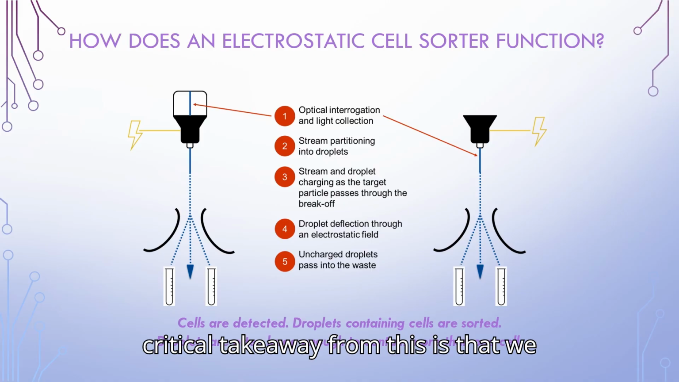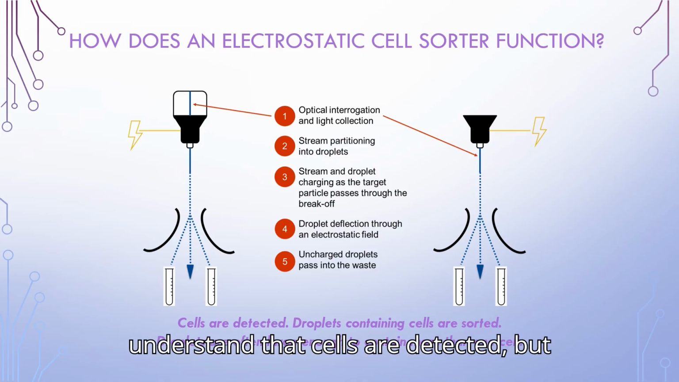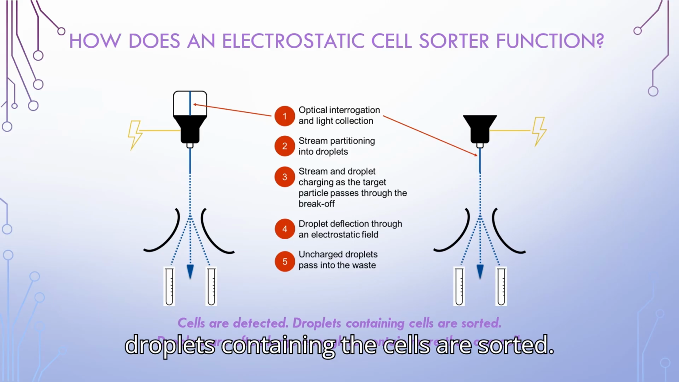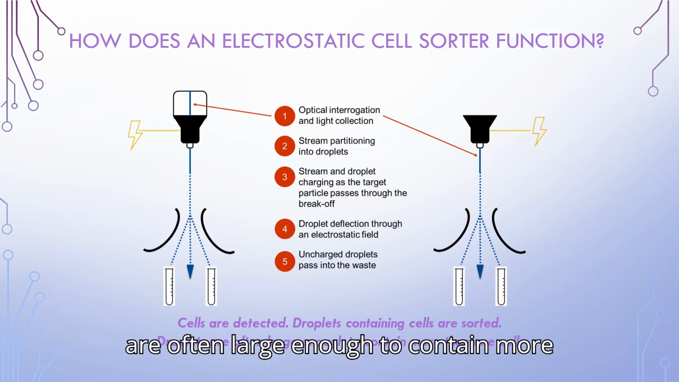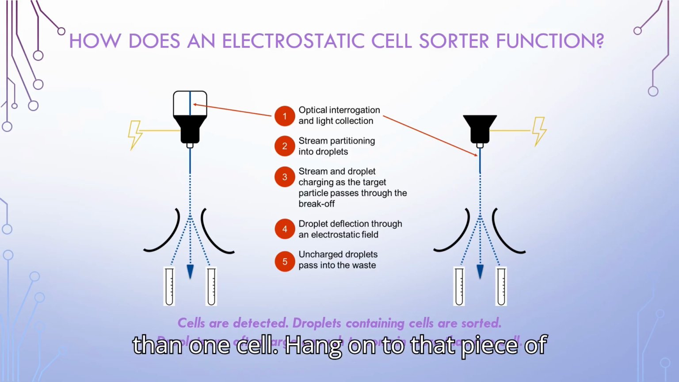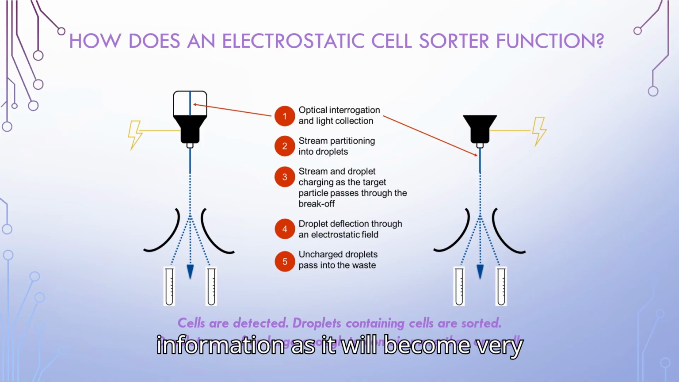The critical takeaway from this is that we understand that cells are detected, but droplets containing the cells are sorted. It's also an important note that droplets are often large enough to contain more than one cell. Hang on to that piece of information as it will become very important as we move forward.